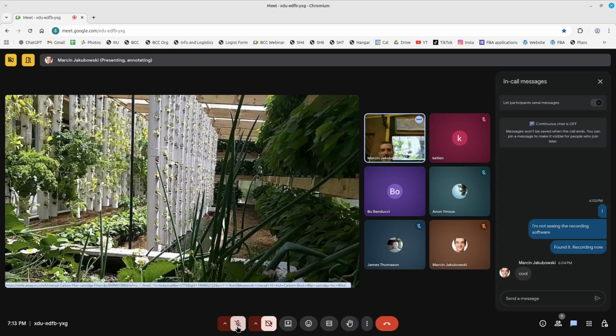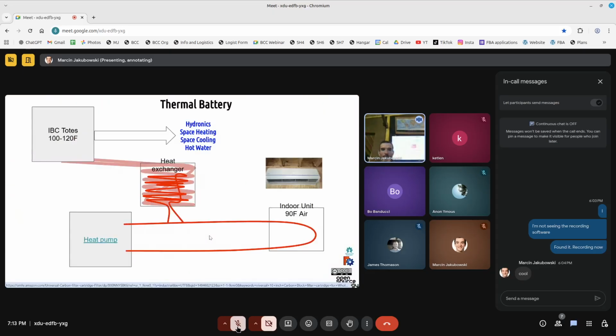So I think that's, I don't have too much more here. The thermal battery is, as I said, the concept is, this is one of the tools in the Global Village Construction Set, the heat exchanger. We have that as part of the Global Village Construction Set.